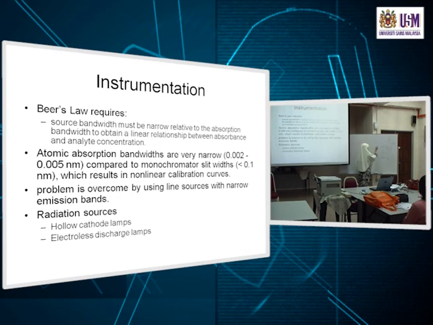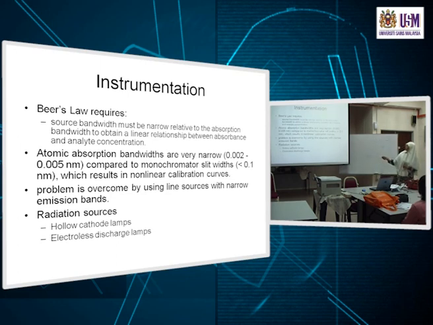So now you talk about the slit width. What has slit width to do with this bandwidth? Remember, the slit width had also some equation, WD negative 1. The effective bandwidth of the light coming out from the monochromator will depend on the slit width. Bigger slit width, bigger bandwidth, okay? So if you just use the monochromator slit width, you will not get linear calibration curves.